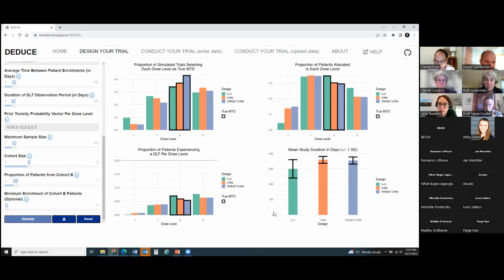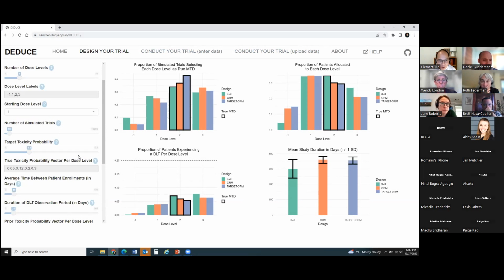So here are the results. You can see there are 4 main figures showing different metrics that we might consider in deciding which design we're going to pick. On the top left is a metric of accuracy: how often in our 300 simulated trials do we pick the true MTD for each design? Given our true toxicity rates and the target toxicity rate, dose level 2, the third highest dose, is the true MTD. So we want to maximize the chance of getting the truth.